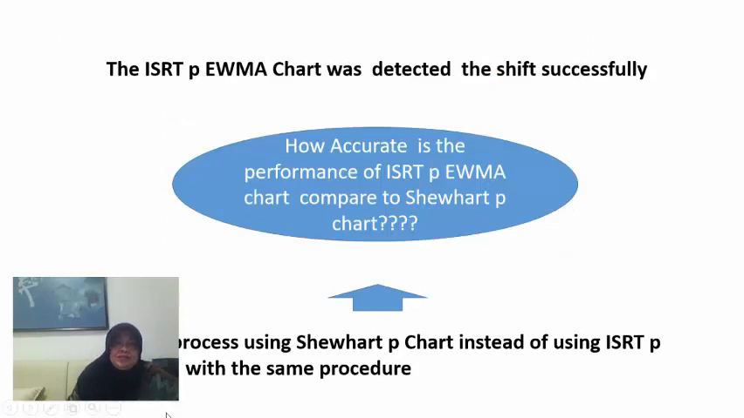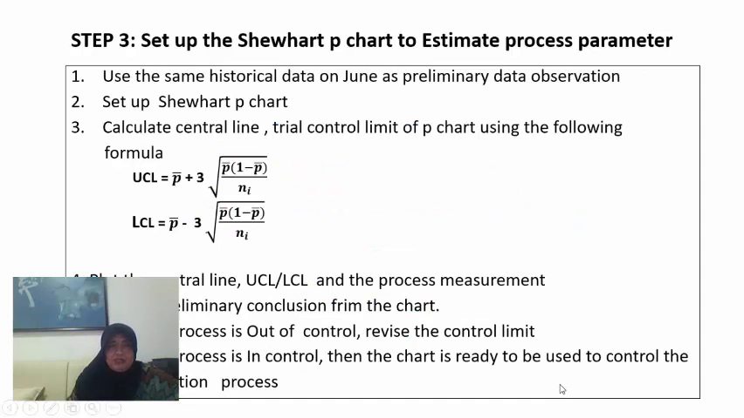Until now, we can show that the proposed chart detected the shift successfully. How accurate is the performance of the proposed chart compared to the Shewhart P chart? For this purpose, we run the same process using the P chart instead of the proposed chart with the same procedure. The same data is rerun, but using the upper control limit and lower control limit calculation of the Shewhart P chart.